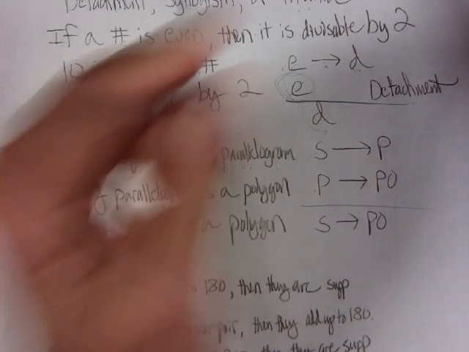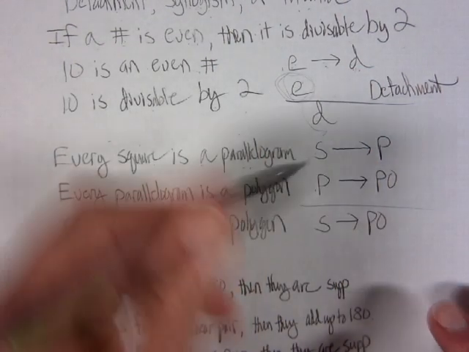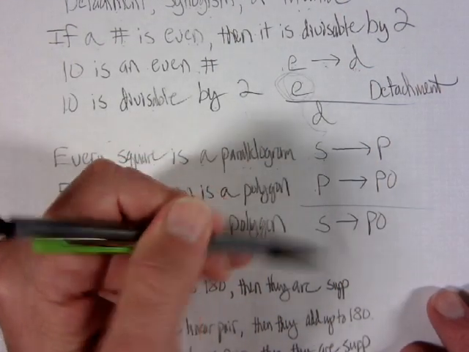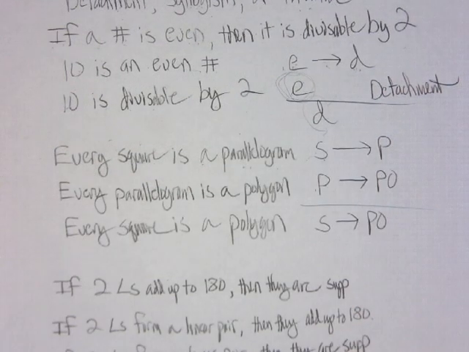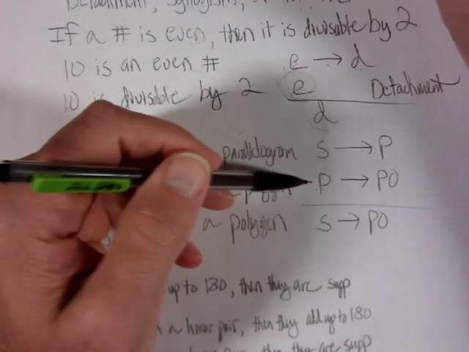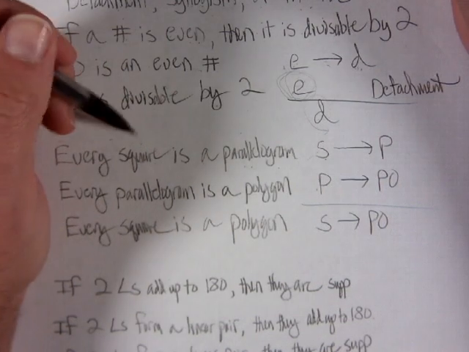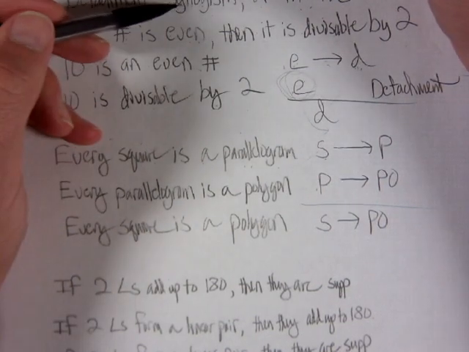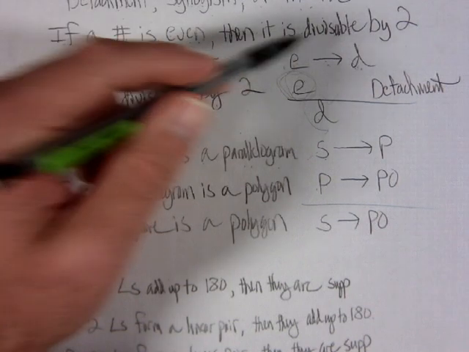Keep going. All right. So again, on this one, you've got three conditional statements, and so what that means is we know that detachment cannot be the answer. All right. So we need to check to see if it follows syllogism or if it's invalid.